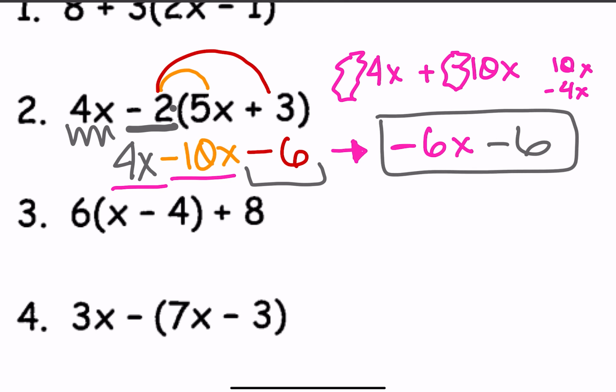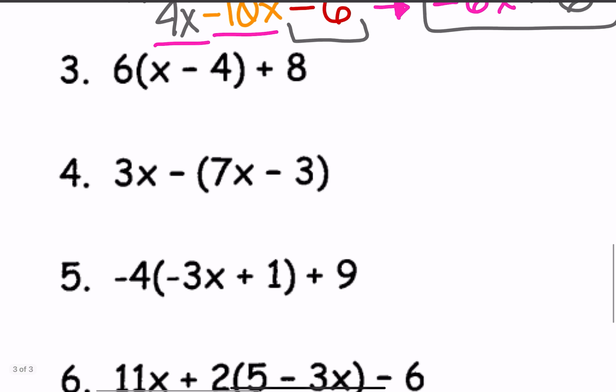Just like before, we're trying to figure out the joke. So I'm going to skip 3. We're going to look at 4. Number 4, we have 3x minus parentheses 7x minus 3. So again, in the parentheses, we can't do anything.